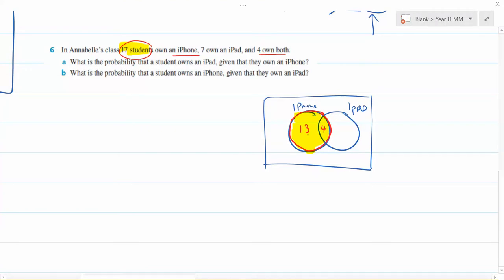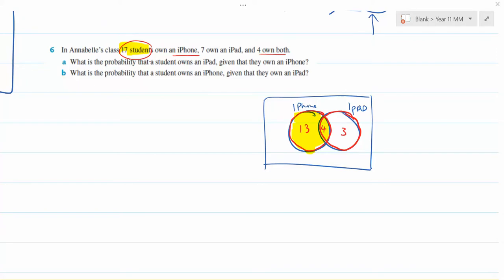So that's why this is 13, and on the other side, for 7 to own an iPad, this would have to be 3. 4 plus 3 gives you the iPad circle, a total of 7 people who own an iPad, and it fits the story. Okay, so now I've got an illustration of what I have. The question is, what is the probability that a student owns an iPad given that they own an iPhone?